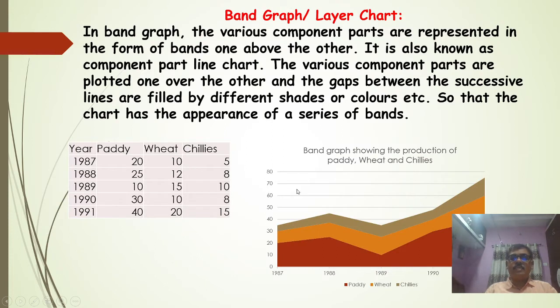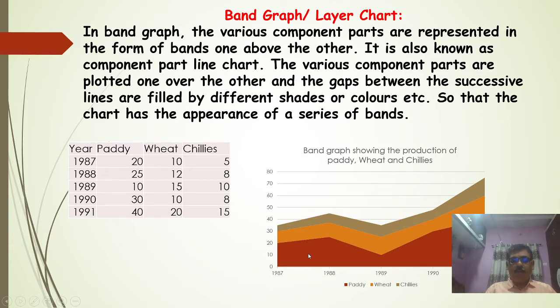Then the last chart is the band graph, or the layer chart. Here in the band graph, the various component parts are represented in the form of bands, one above the other, and it is also known as the component part line chart. The various component parts are plotted one over the other, and the gaps between the successive lines are filled by different shades or colors.